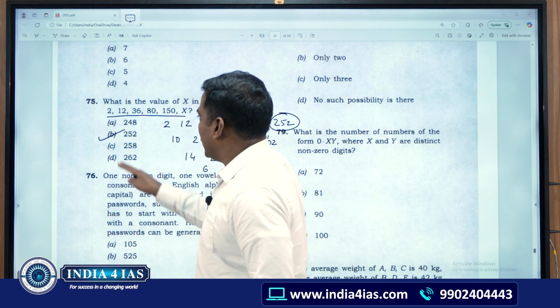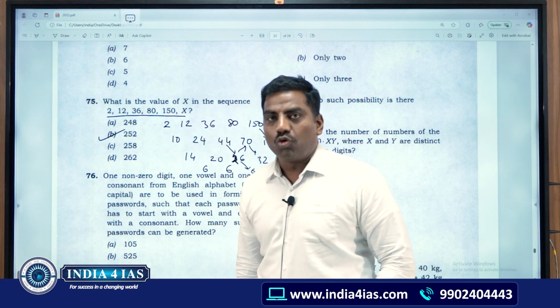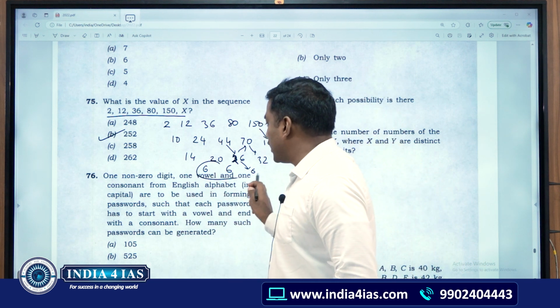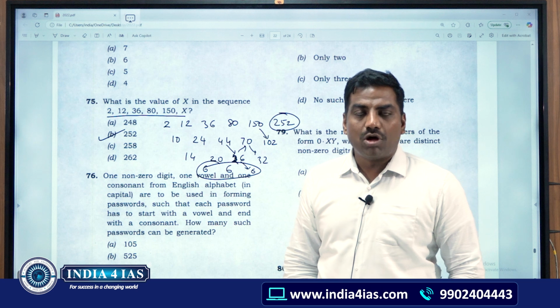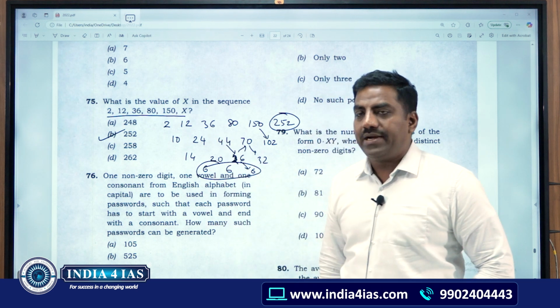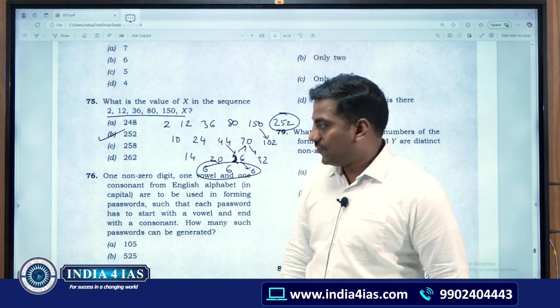First you have to do in this sequence the difference between two consecutive elements and go on doing the iterations until you get one common difference. You go on doing those iterations. At least in 2 or 3 iterations you will get the answer for sure.